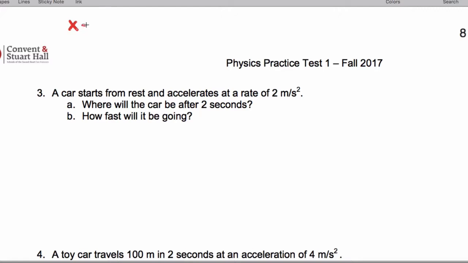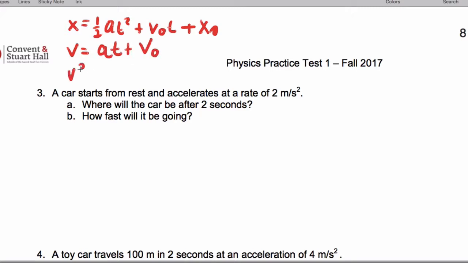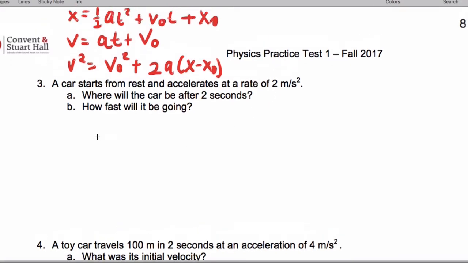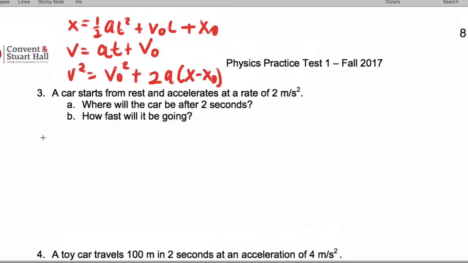So we have the following. We have the position equation, which is good. We have the velocity equation, and we have the equation that we use when we don't have time available. So we have a car that starts from rest and accelerates at a rate of 2 meters per second squared. We want to know where the car will be after 2 seconds.